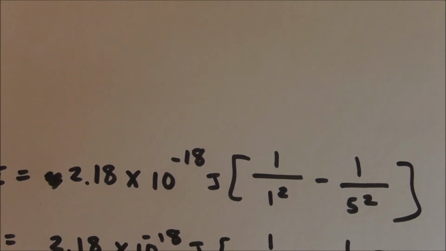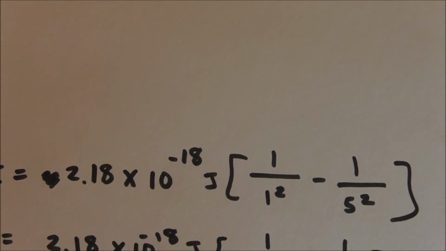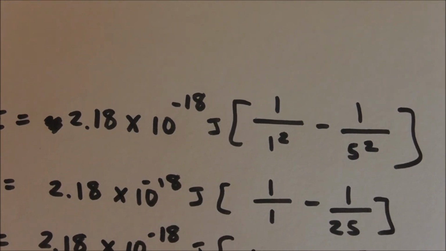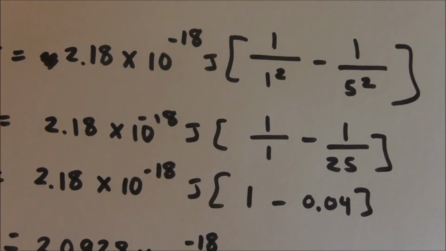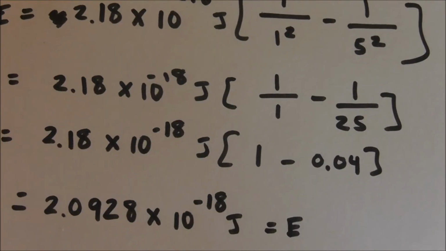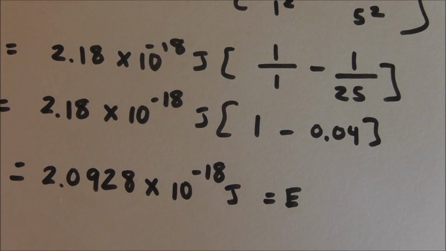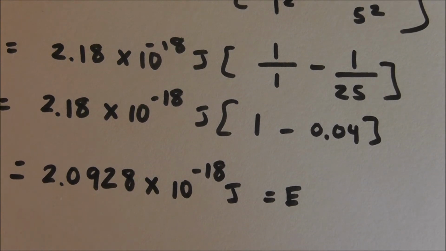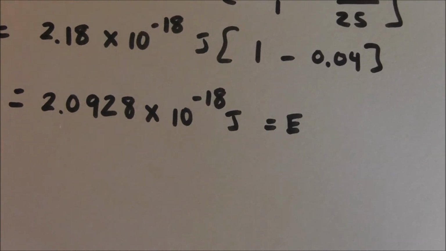So times 1 over 1 squared minus 1 over 5 squared. That ends up being 1 over 1 minus 1 over 25, which is times 1 minus 0.04. That is the energy of one photon that falls from quantum level 5 to 1 in hydrogen. And now we got to employ our equation to find frequency and then wavelength.